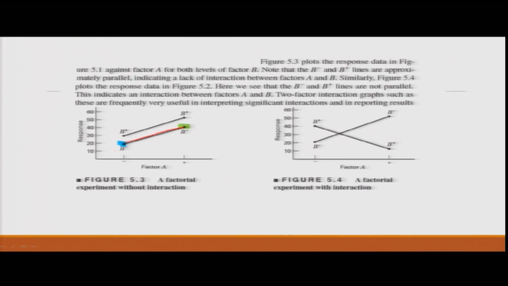Now, similarly, consider figure 5.4. It plots the responses where there is an interrelationship, which means the movements are not in the same proportional manner; they would be negative, so the inversely proportional concept should also be there. Similarly, figure 5.4 plots the response data of figure 5.2. Here we see that the B minus and B plus lines are not parallel; they intersect. This indicates an interaction between the factors A and B.